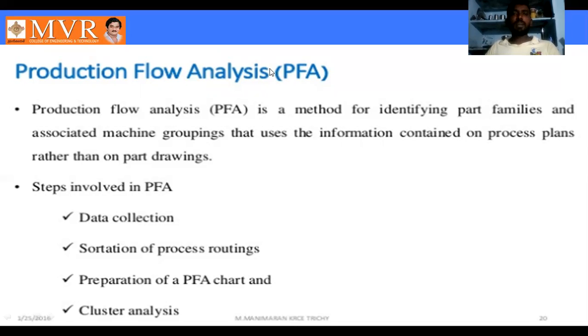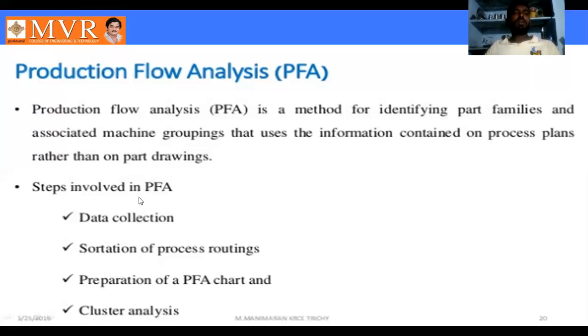Coming to production flow analysis: PFA is a method for identifying the part families. In a part family, the number of parts are identified and grouped together, and we can give a name to the part family. Production flow analysis identifies the part families and is associated with machine grouping, using the information contained in the process plan rather than in part drawings. So this we can call production flow analysis.